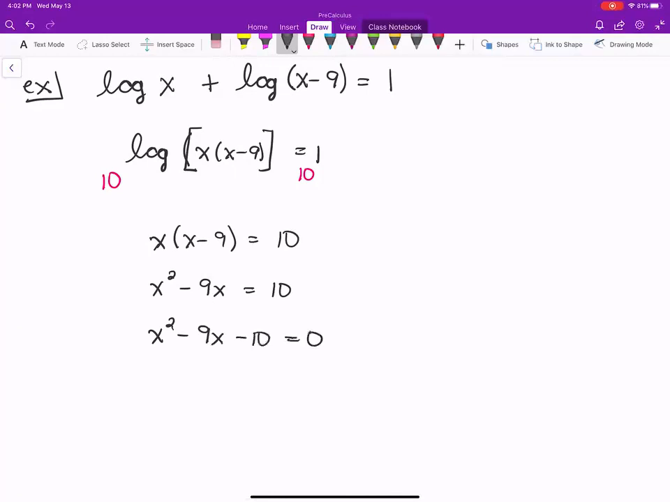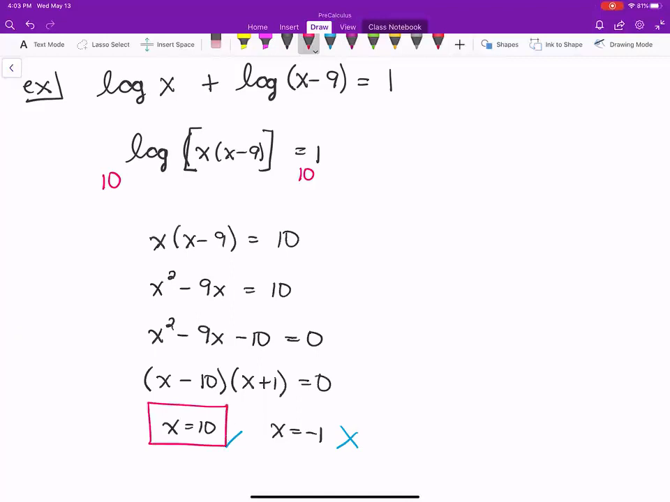That one's pretty straightforward for factoring. So x minus 10, x plus 1. So you'll get x equals 10, and you'll get x equals negative 1. Again, just because you get a negative answer does not mean that it's got to be thrown out. You just have to make sure that it doesn't allow a negative inside the log. So this one's extraneous. This one checks out. So 10 is the only answer you get.